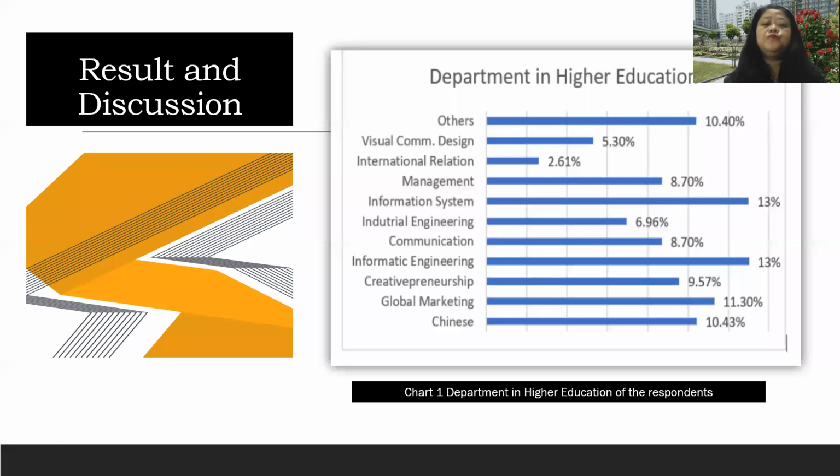Let me continue, everyone. Here is the next result, the department in higher education that the respondents joined. You can see that on average it is around 5% until 13%, but the lowest one is from international relations. These are the departments of the university that they joined.